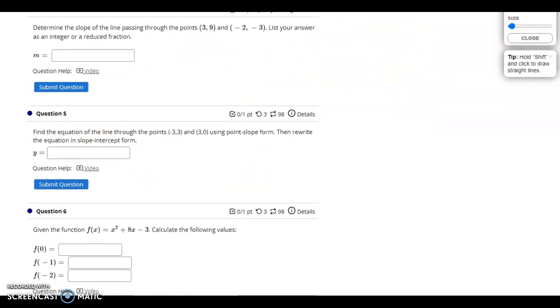Okay, we're not going to do this one. Determine the slope of the line, similar to that first one.